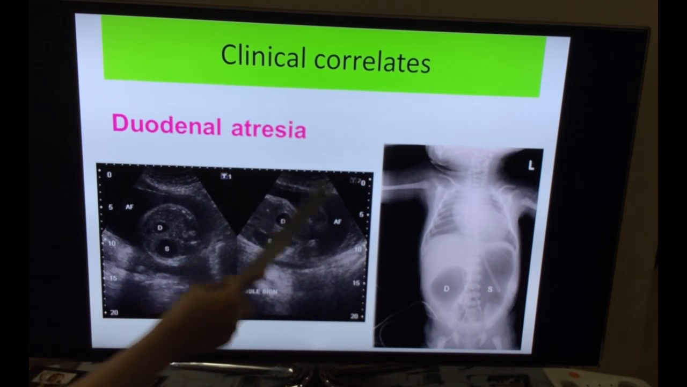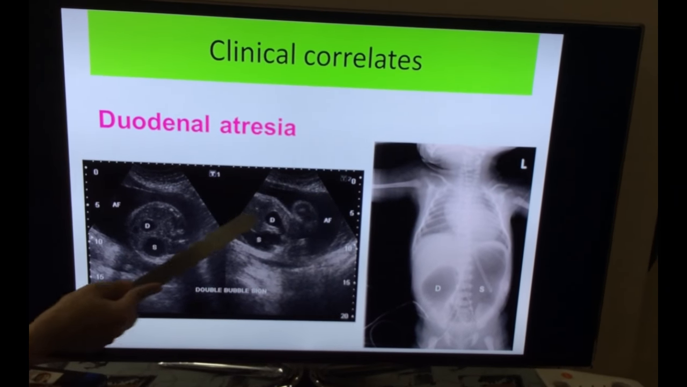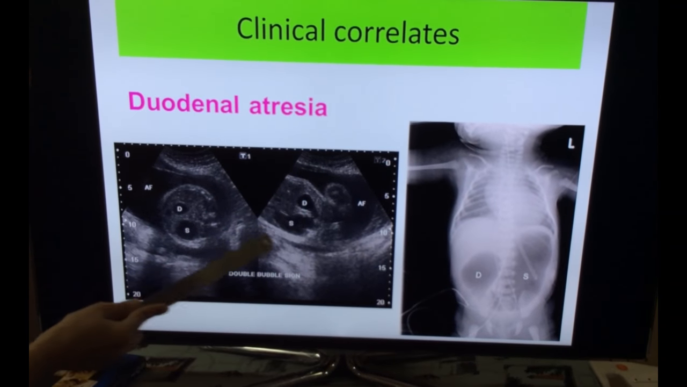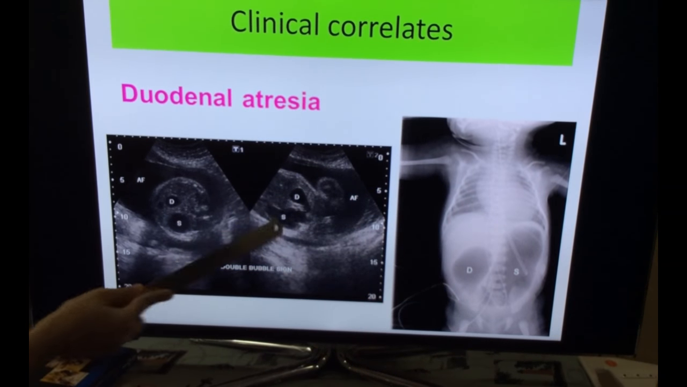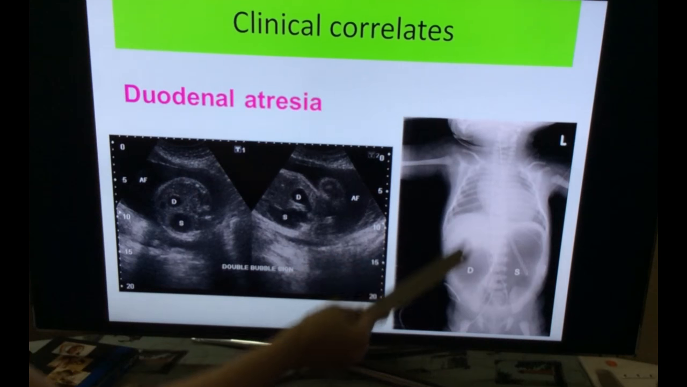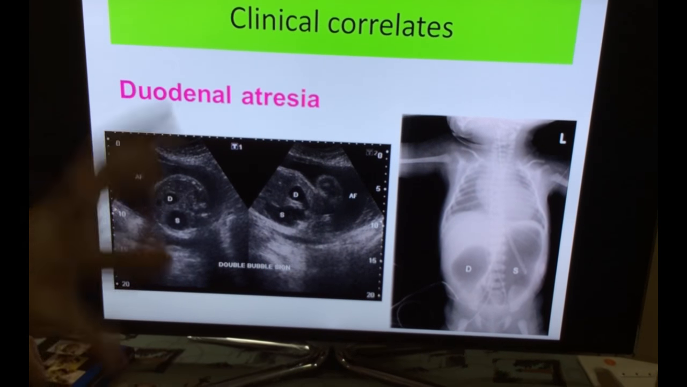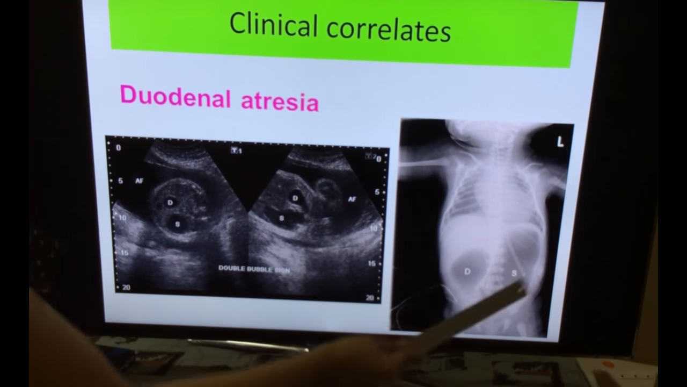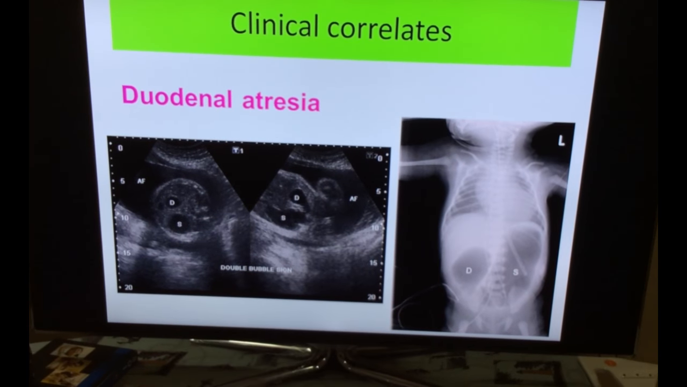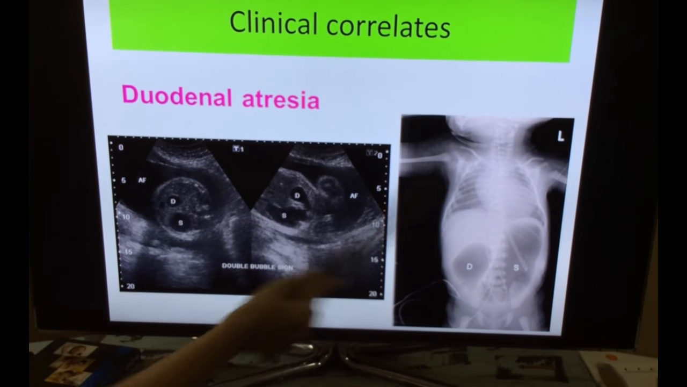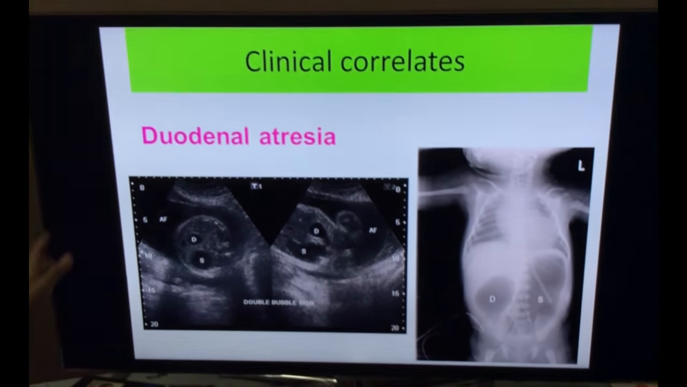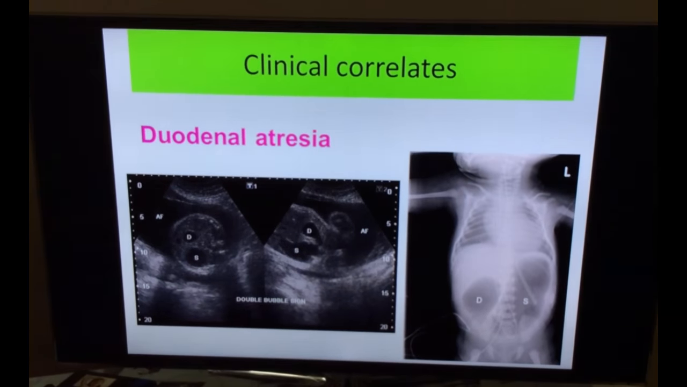You can see this is an ultrasound picture showing the duodenum and the stomach filled with gases. The food particles have not entered; there are just some gas bubbles filling the stomach and the upper part of the duodenum. So this is a condition called duodenal atresia.